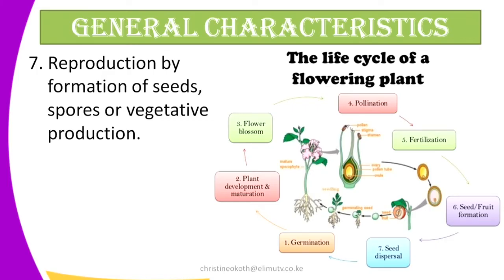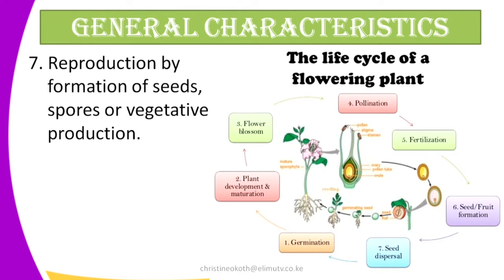For example, here we have a plant. First of all, it has to germinate. There are some favorable conditions that will help the plants to germinate. Then the plants develop and reach a point of maturity. Afterwards, the flowers will blossom. When they blossom, it means they are going to release the flowers. And the flowers are the ones responsible for pollination.